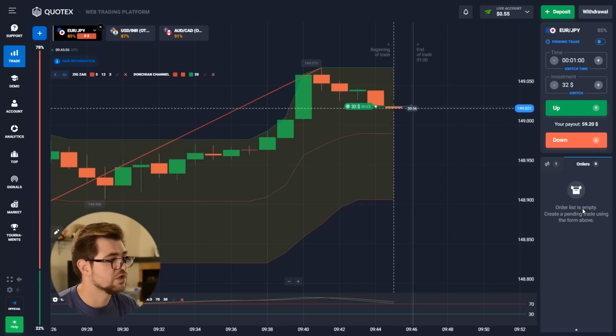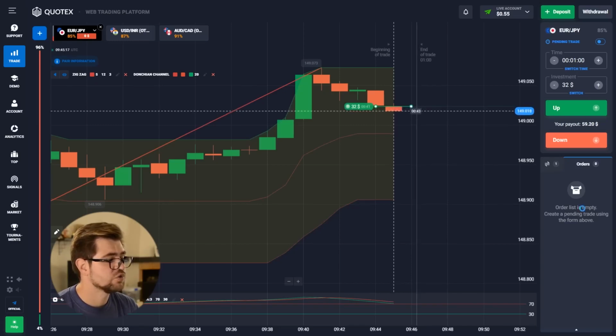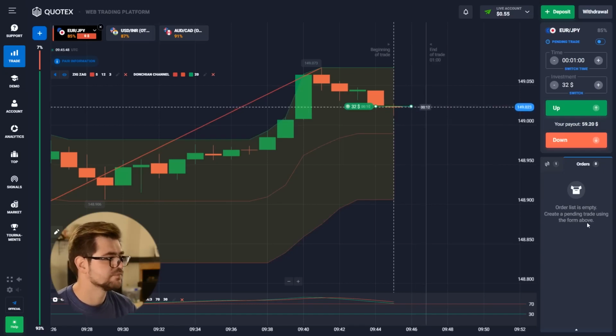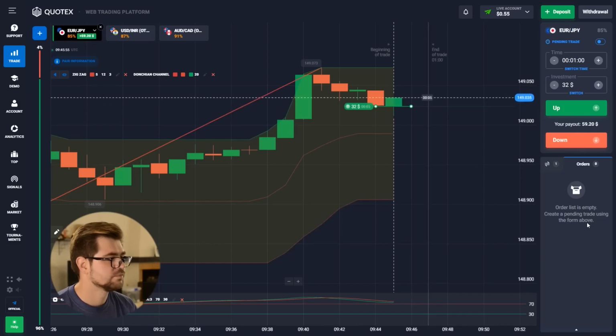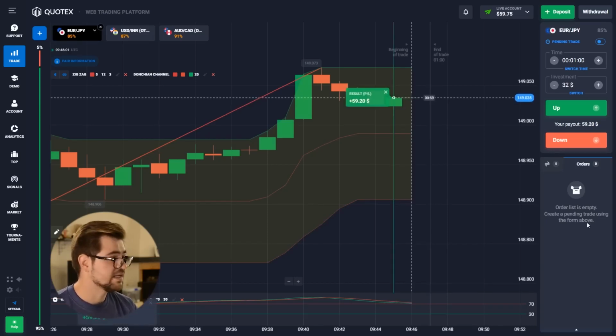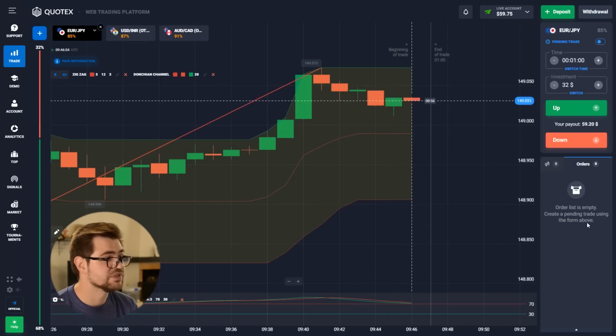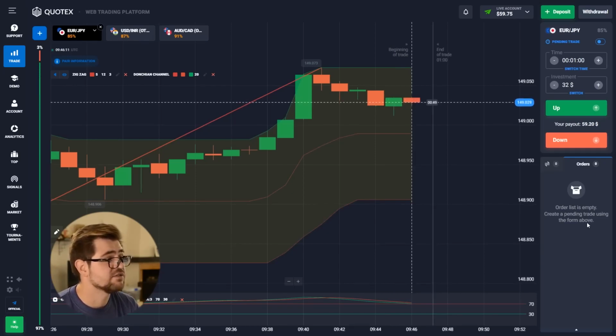Okay, so just looking at the indicators, this was risky, but I reckon that we're gonna be the correct choice here. Okay guys, this was another profit. The payout was $59.20. So right now we have $59.75 on our account already. Just from $5 we made another 55.